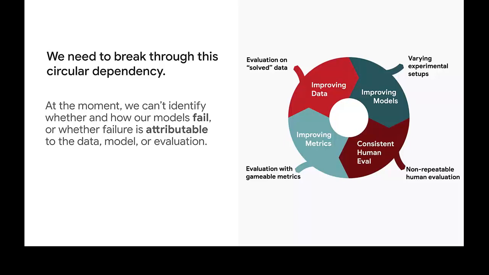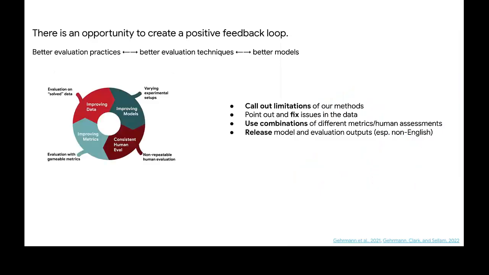But it doesn't really have to be a negative circular dependency. It can actually be an opportunity to create this positive feedback loop where better evaluation practices lead to better evaluation techniques, which in turn leads to better models. What I mean by this is that if we have better data and we have better models as a result of that, and we have better evaluation practices that identify limitations in these models, we can then identify the flaws in the models much easier. We can work on them, we can fix them, we can use automatic metrics to identify flaws in data, we can improve data over time.